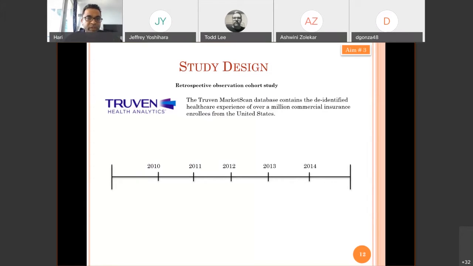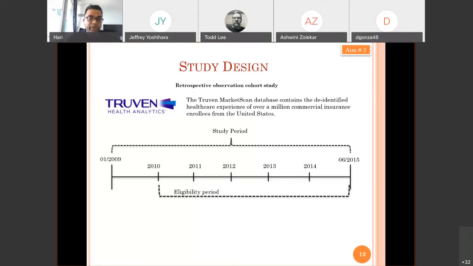We used the MarketScan Truven database, which included de-identified data of healthcare encounters over millions of patients who are commercially insured from the United States. Our study period for this analysis was from 2009 to 2015, and the eligibility of the patients who would be included in the study was from 2010 to 2015. And really, the date of patients receiving azithromycin or amoxicillin, we classify this as the index date.